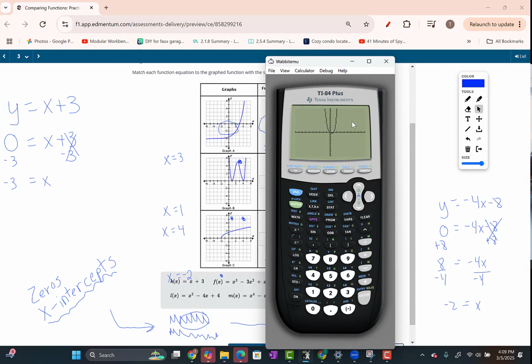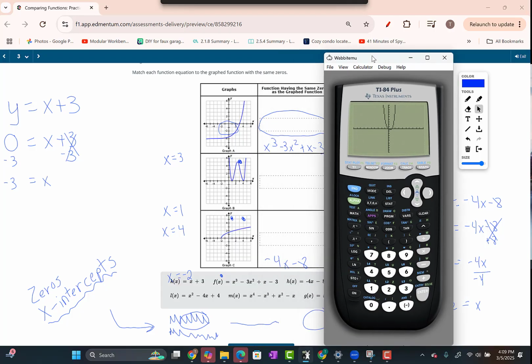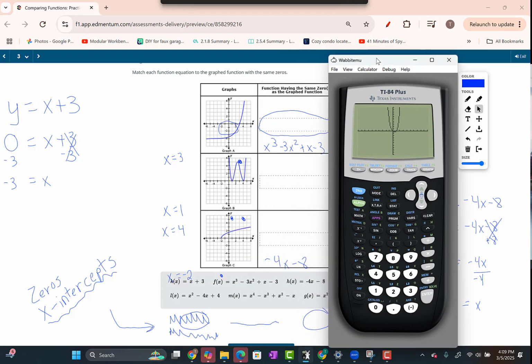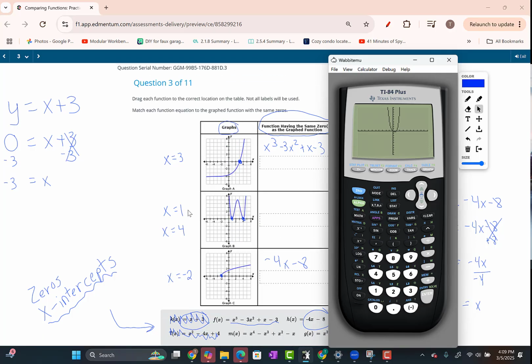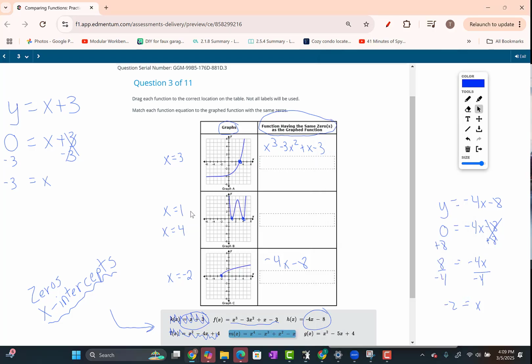This one appears to cross at 0 and positive 1. Yeah, and I think that's right, 0 and positive 1. But we see we have one that has zeros at 1 and 4, but there's no 0. So this one does not match up with any of them either. Got to have the same exact zeros.